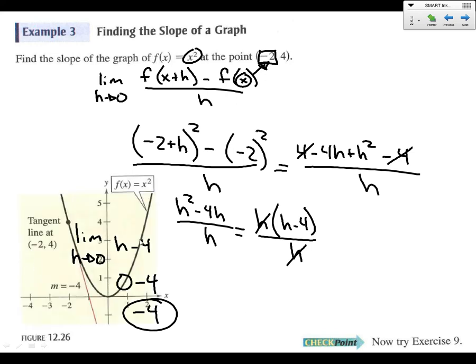You can see we've got a graph here. Let me erase this so we can see it. When we're at negative 2, the tangent line here is going down, so the slope would be negative 4. If we were over here, the slope would be positive. We're going back up when we're over here, so it's specific to that point. All right, so use those steps. Try exercise 9.